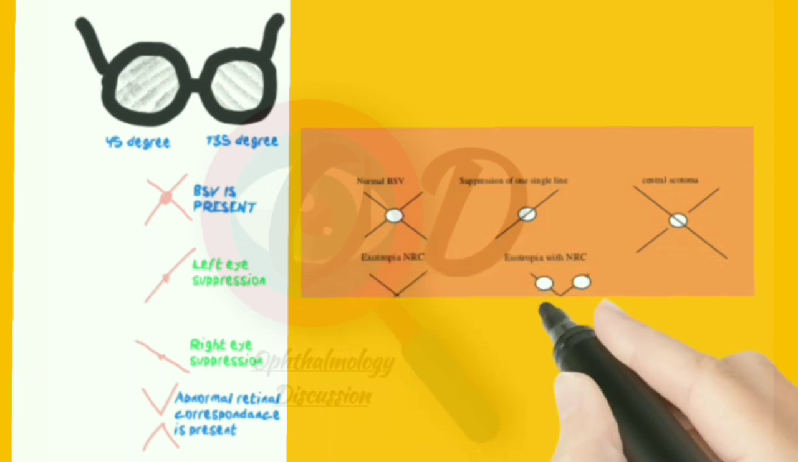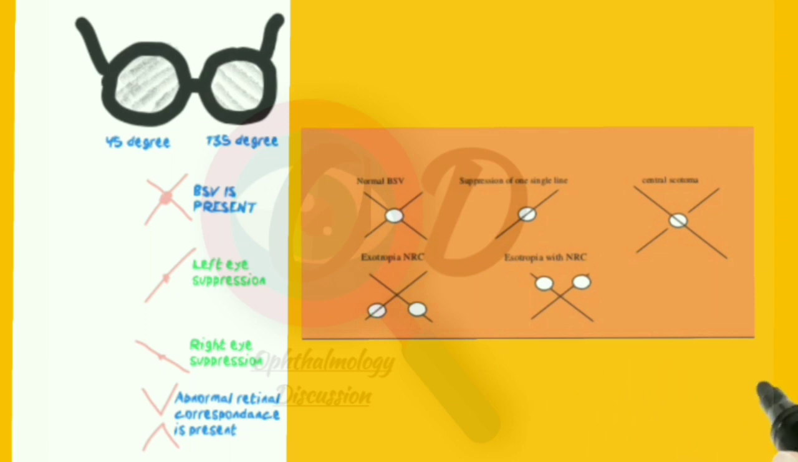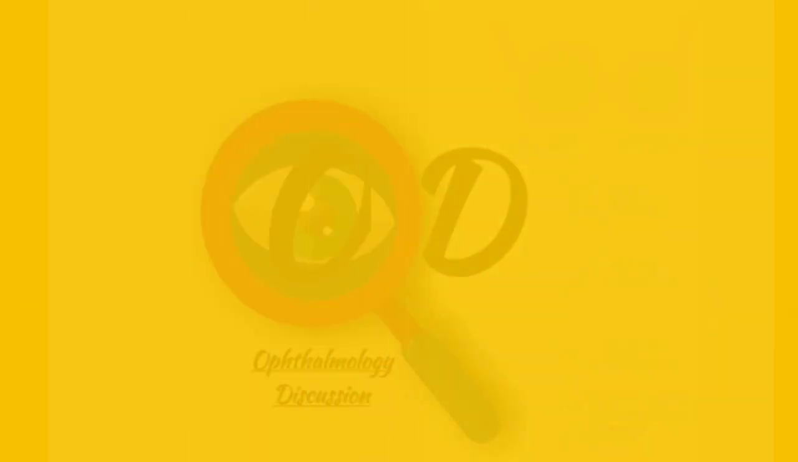As in the second image, you can see that there is normal BSV whenever the torchlight is seen in between the cross section of the two lines. If there is only one line, then there is suppression, and the dot is seen in the middle. With ARC, the two lines are not bisecting with each other. Okay, and after that there is ESO and EXO also, you can see in the image.